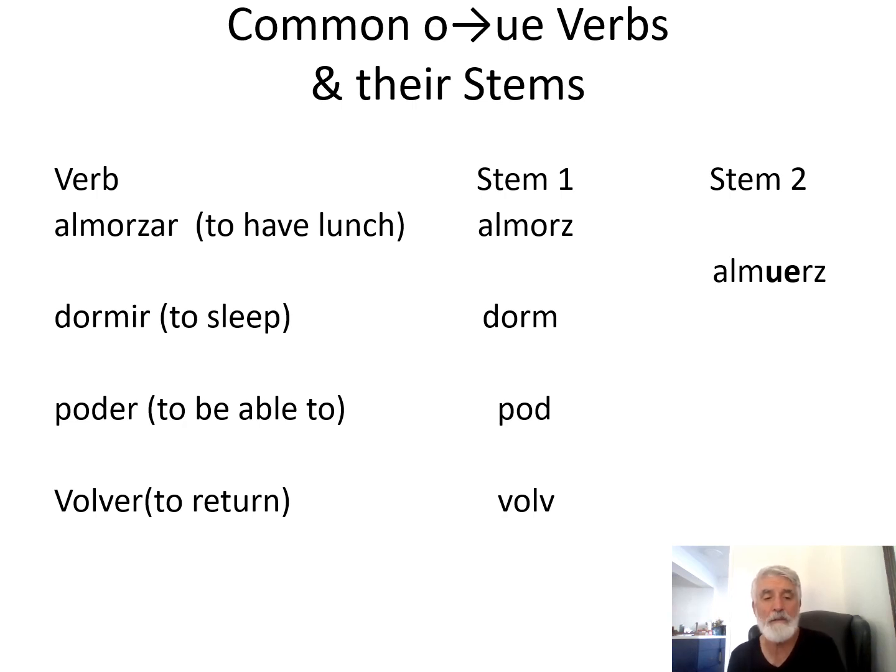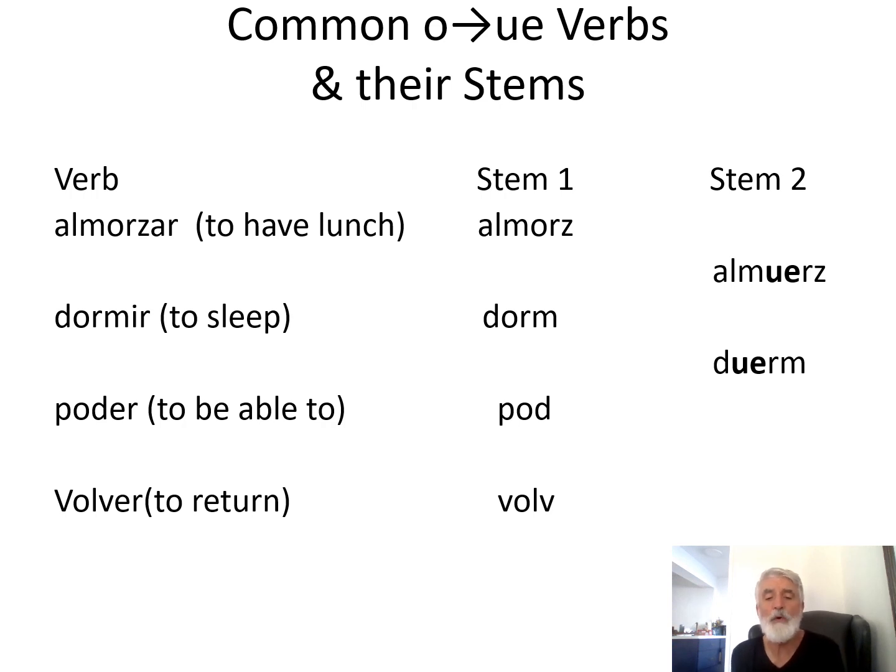What about dormir? Dormir is an important verb. It means to sleep. The first stem, we all know how to form. I just drop the IR ending, dorm. What about the second stem? The O changes to UE. So I get duerm, duerm.